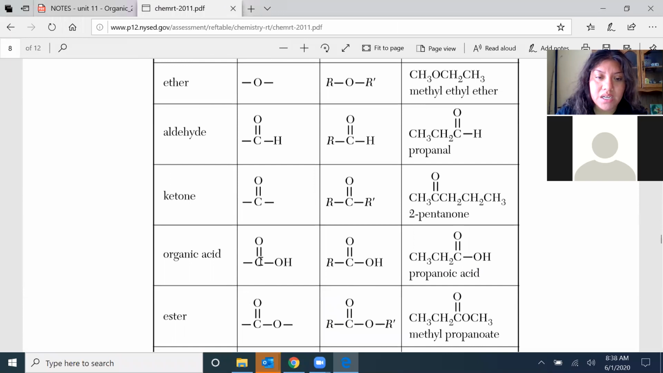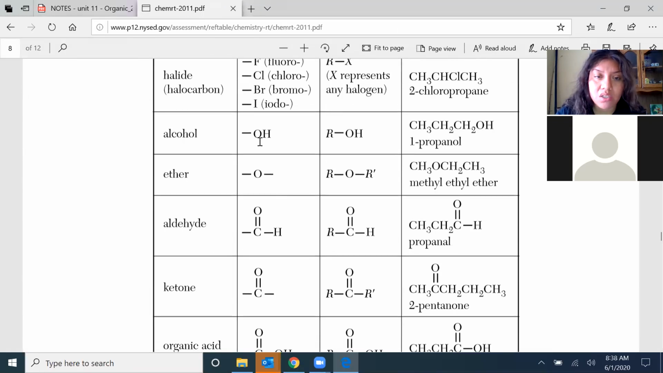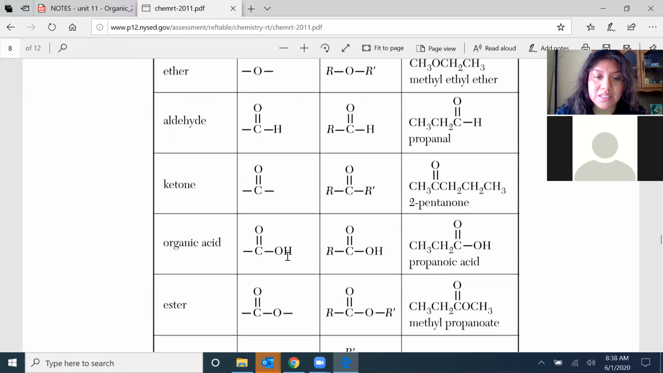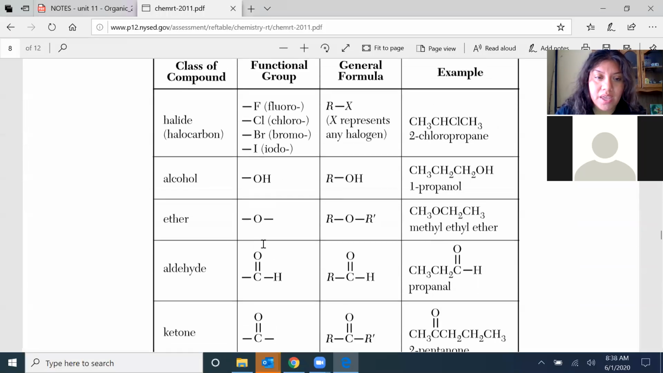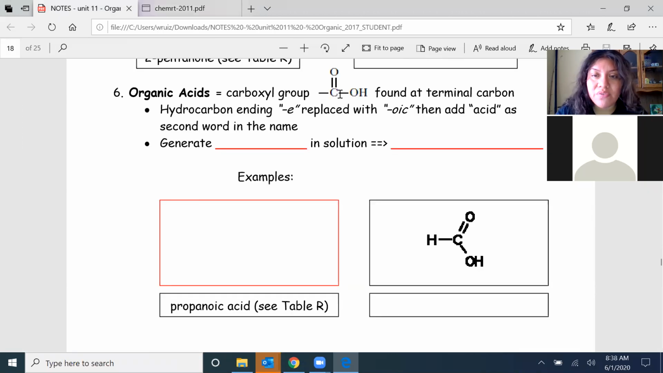They have a carbon double bonded to an oxygen and also attached to an oxygen and a hydrogen. So this is different from an alcohol because an alcohol just has the OH. An organic acid has an OH and a double bond to an oxygen. They're similar to aldehydes. Both have a double bond to an oxygen, but an aldehyde has a hydrogen on one side. An organic acid has the oxygen and hydrogen on the other side. So they're found at the terminal carbon, which means an end carbon, located at the end of the chain.